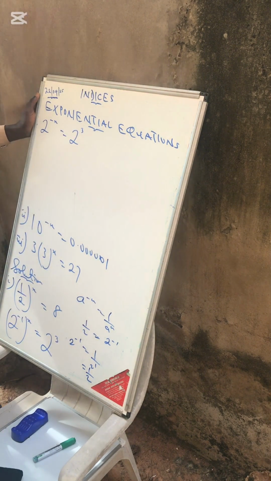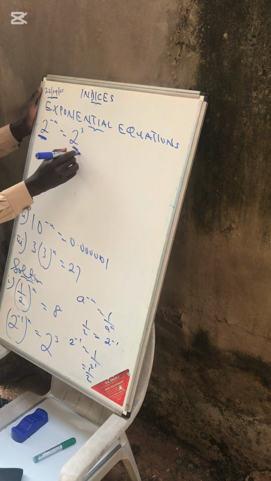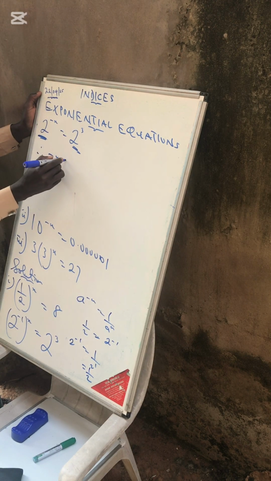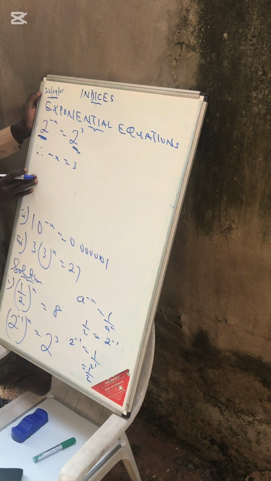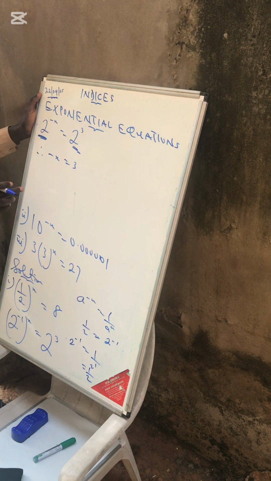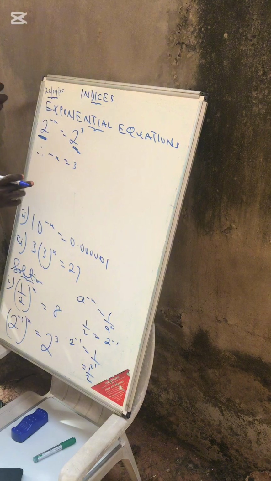And what does that mean? The bases are the same. That means the powers are equal. So that therefore means minus x is equal to what? 3. If minus x is 3, we are doing Roman figure 1. So if minus x equals 3, what does that mean?